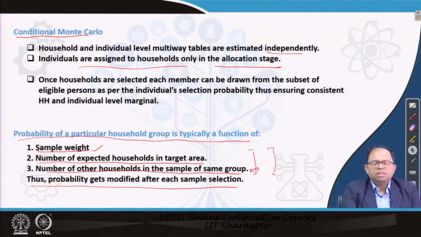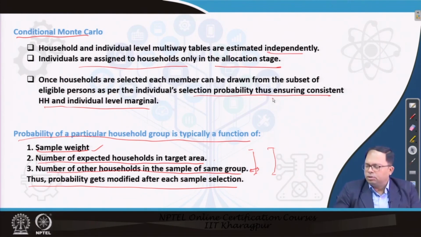Once households are selected, each member can be drawn from the subset of eligible persons as per the individual selection probability, thus ensuring consistent household and individual level marginals. So once households are selected, we can also do it stepwise. Based on the type of individuals in these houses, we can select their probabilities, and then we can also ensure the selection. So these are the two variants that we can talk about.